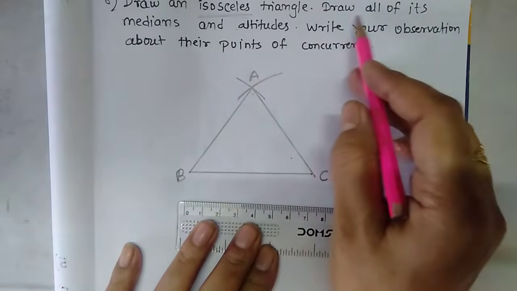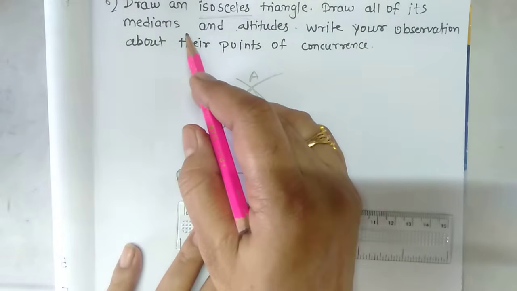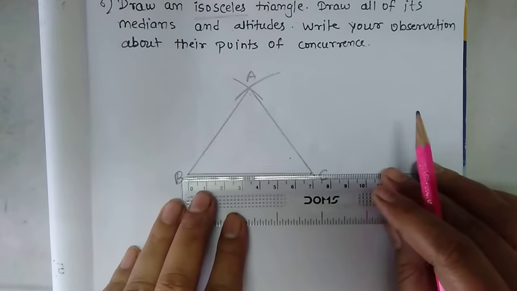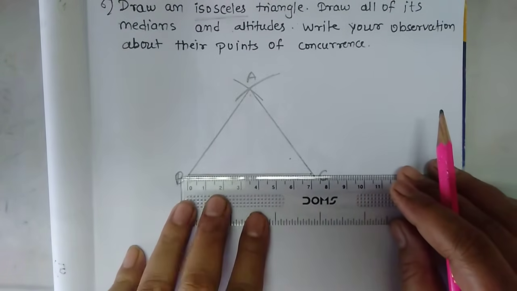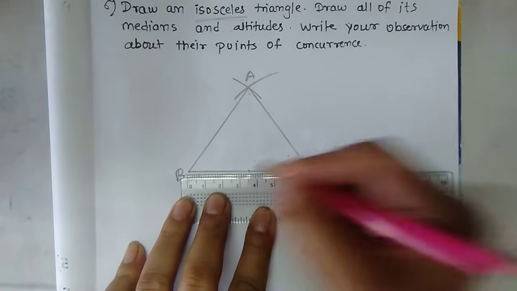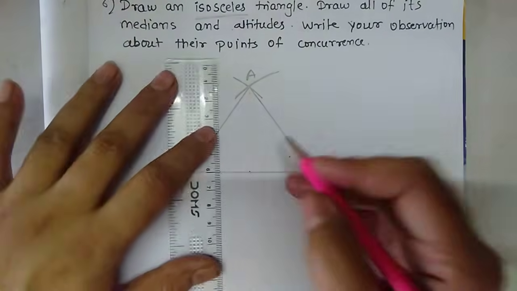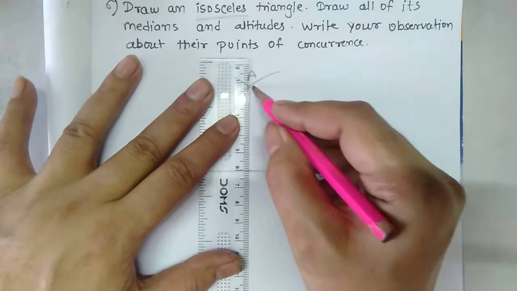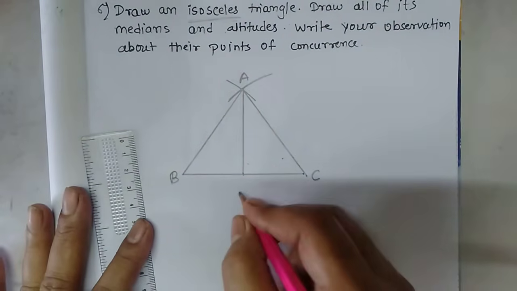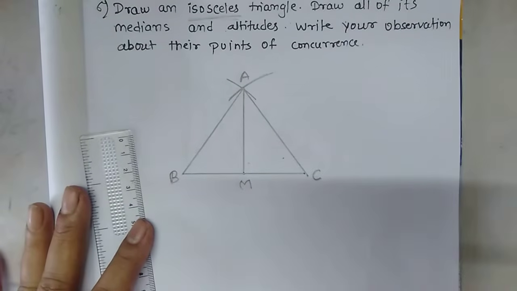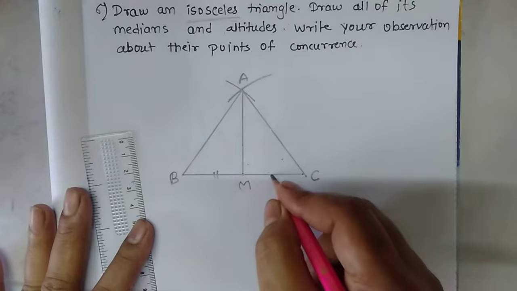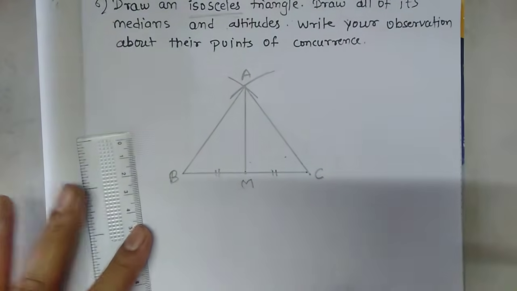Now see the question. Draw all of its medians. So we know that the length of the base side is 7 centimeter. So 3.5 is the midpoint. So join this point to the opposite vertex, that is A. Give any label. Suppose this is M. So the length of BM and CM is the same.